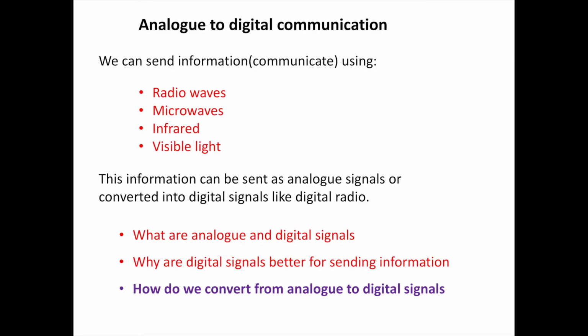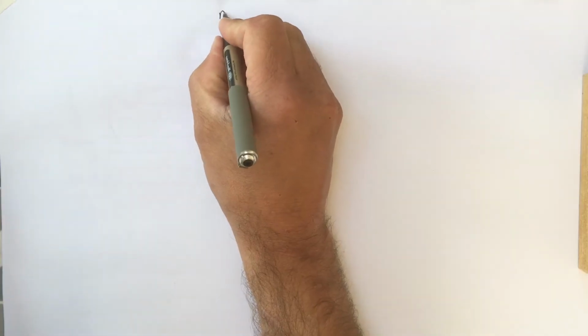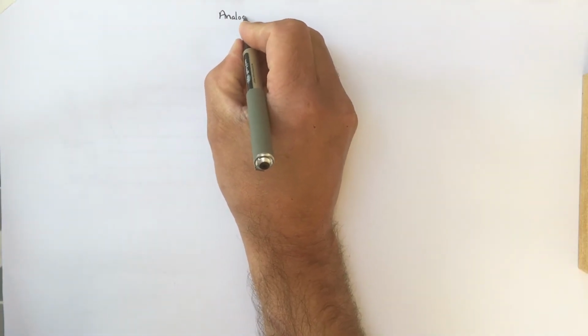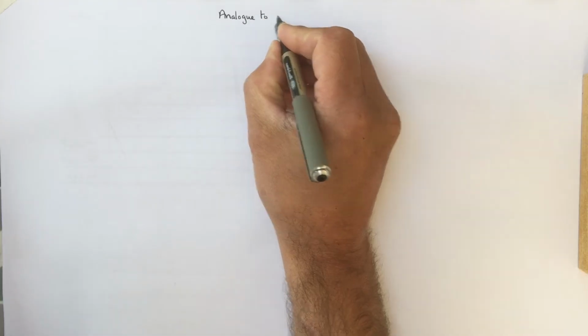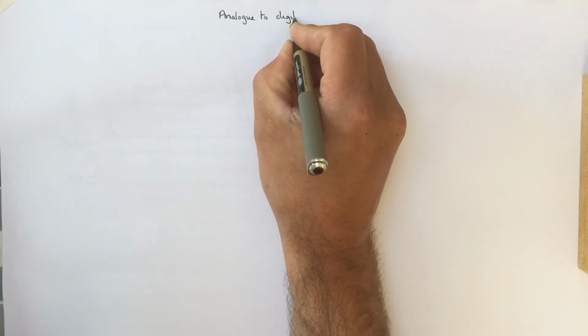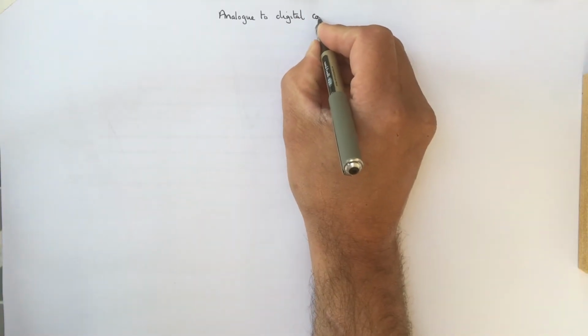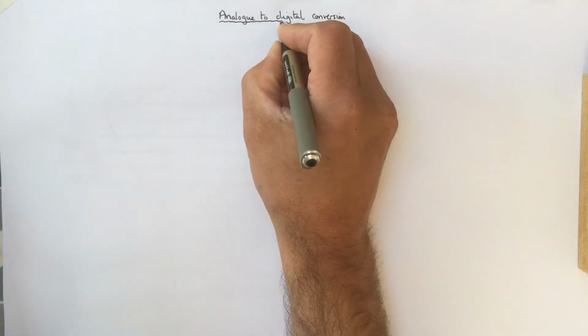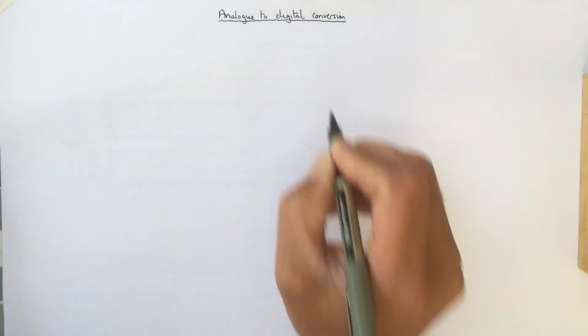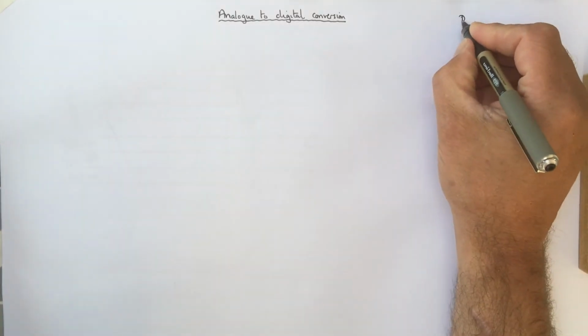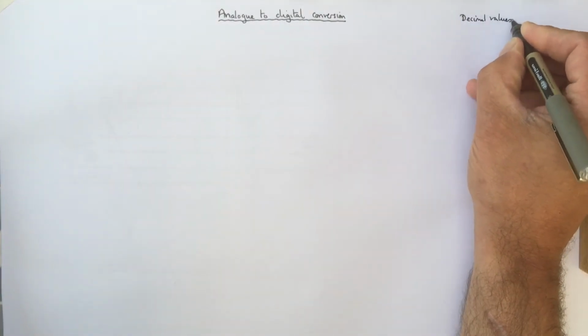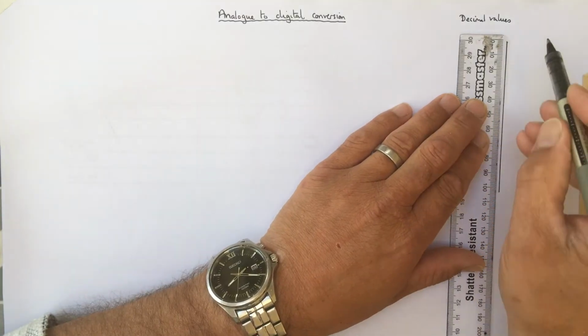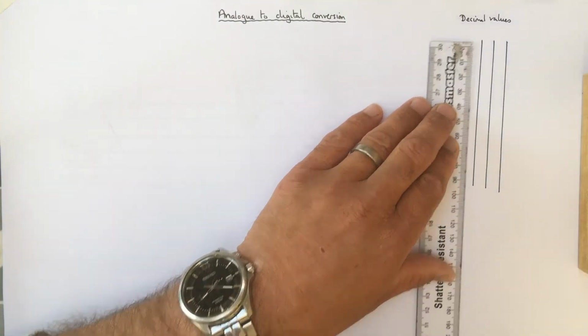Finally, how do we convert from analog to digital signals? So the final part of this video is how we actually convert analog signals to digital signals. You don't have to be able to explain this in huge detail, but unless you understand the process, it won't make sense. In order to understand binary code, it is first helpful to remind ourselves about decimal values.